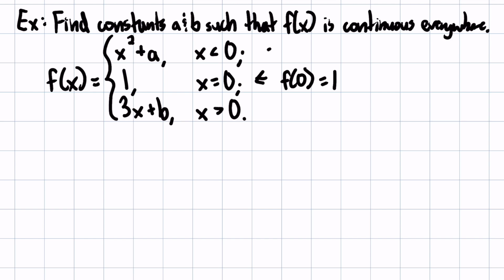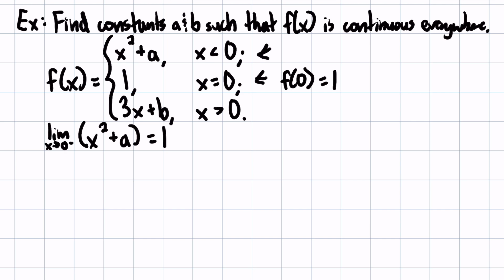Now, this first branch here tells us what happens when x is less than 0. So in order for the left limit to be equal to 1, we need to have the left limit of this first branch be equal to 1. Now, okay, plugging in 0 here, right?